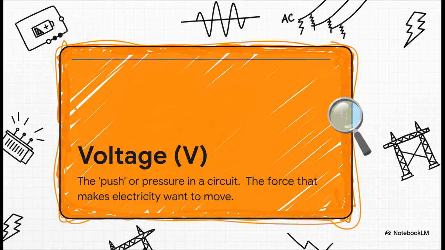All right, now for the vocabulary lesson. There are three words you absolutely have to know to speak circuit. First one up is voltage. The absolute best way to picture voltage is to think about water pressure in a hose. It's the potential, right? The push that's all ready to make the electricity start moving. The higher the voltage, the stronger that push is.